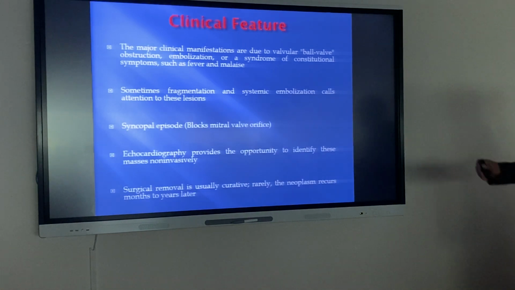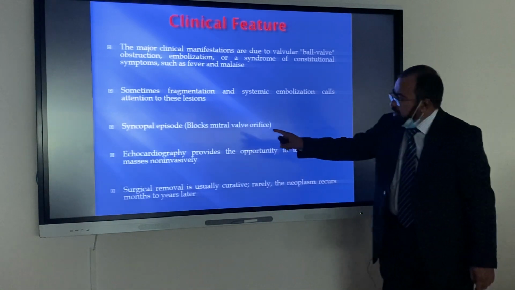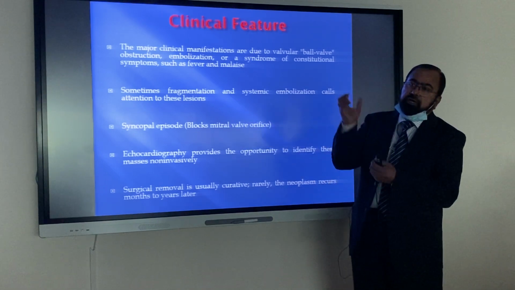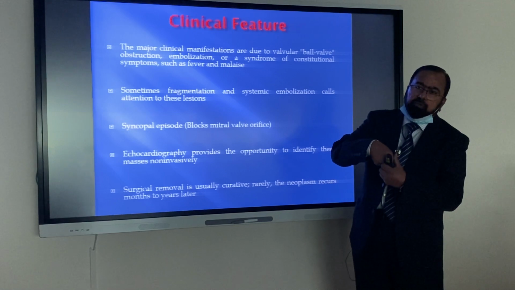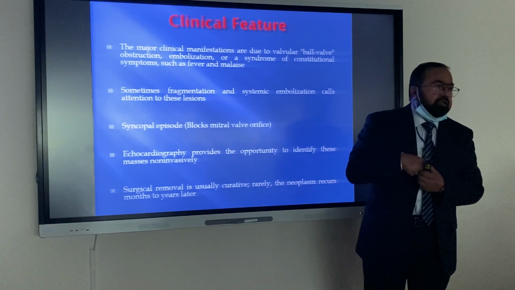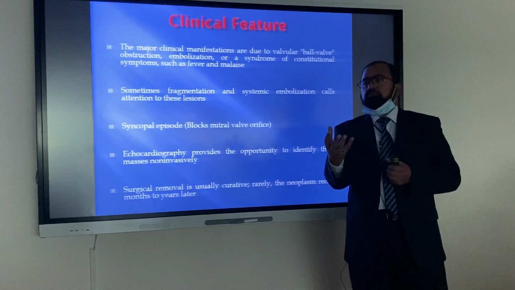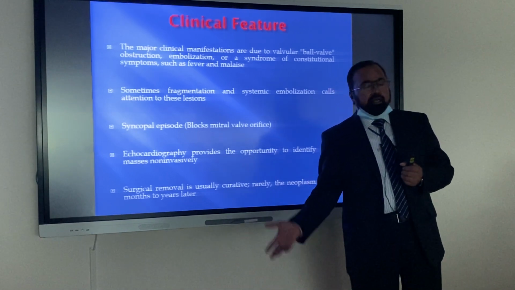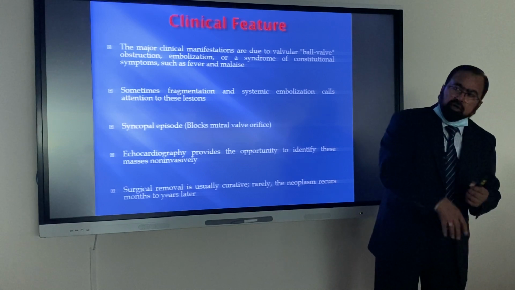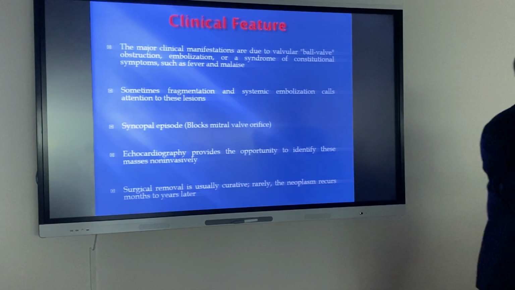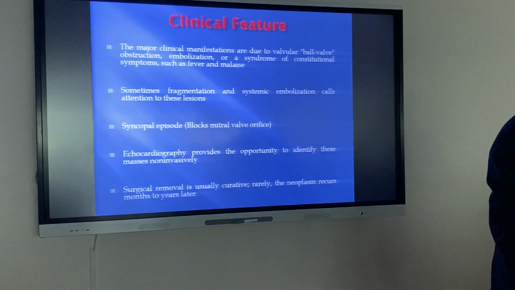As I said, a syncopal episode happens when it blocks the valve orifice. When it is stuck on the valve, what will happen? The patient's heart suddenly blocks and he falls down. And then as he falls down, the myxoma goes out from the valve and again the heart starts pumping.